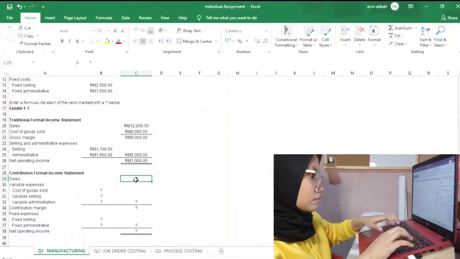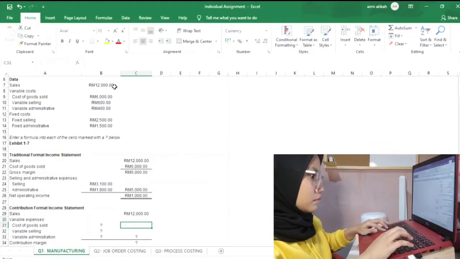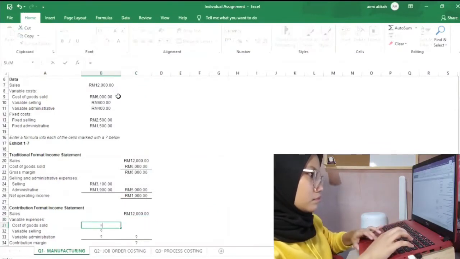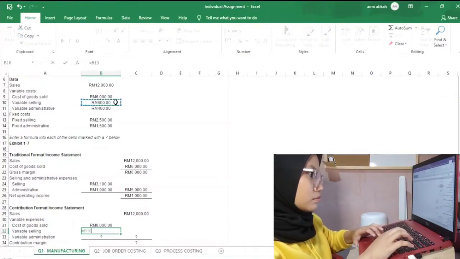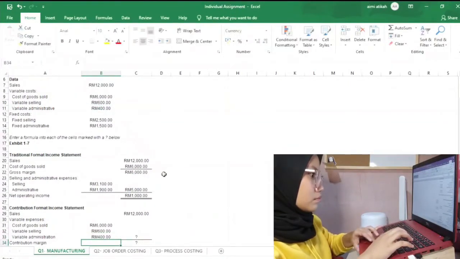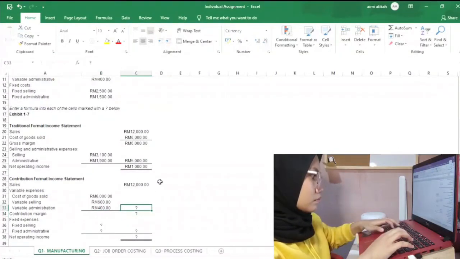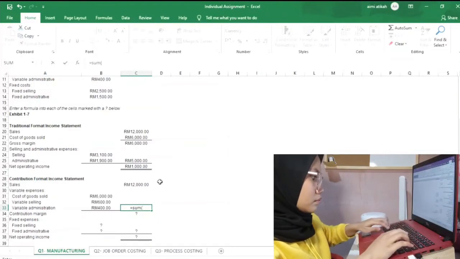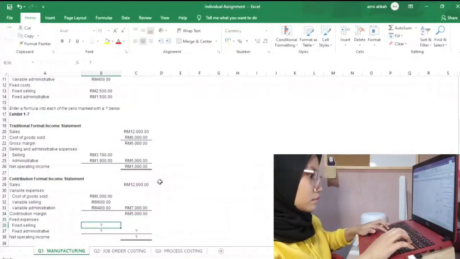And for the contribution format income statement, I will take the sales amount, then the cost of goods sold amount, after that variable selling, then variable administration. And for variable expenses, I will total cost of goods sold, variable selling, and variable administration. And I will take sales and the total of variable expenses. I will subtract one from the other to get contribution margin.